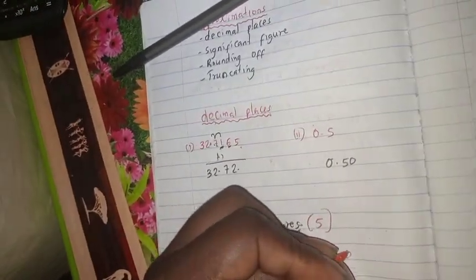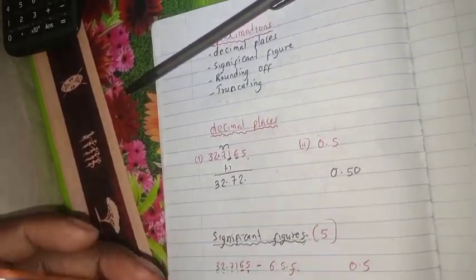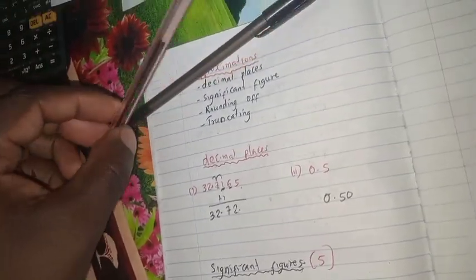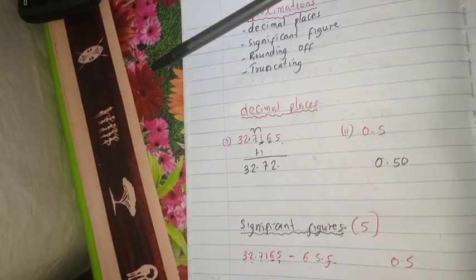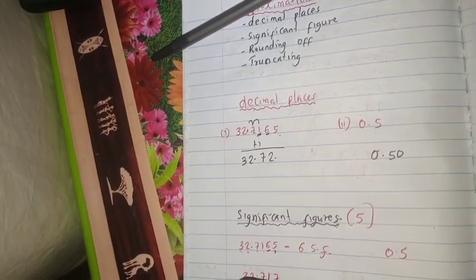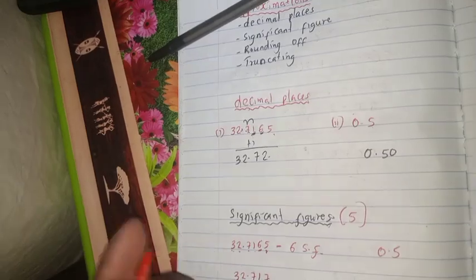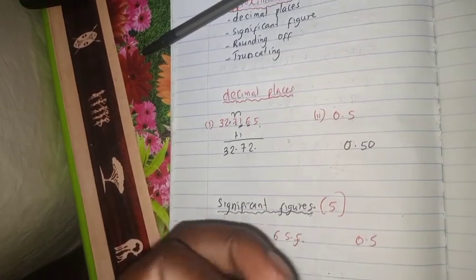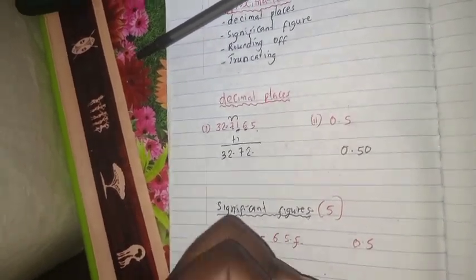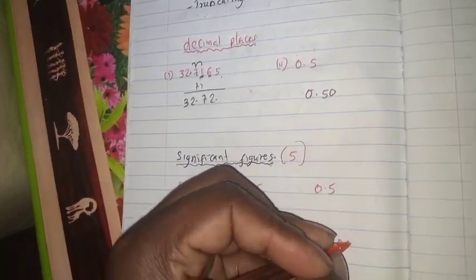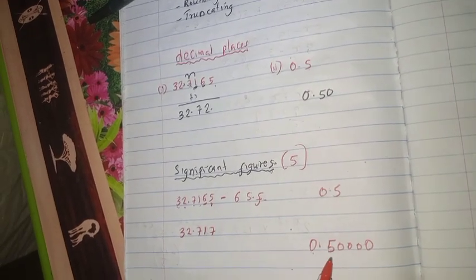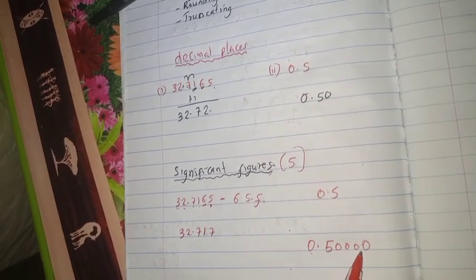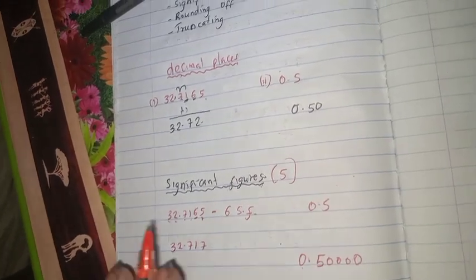In the other case where we had 0.5 and we write that number to 5 significant figures, then we are going to have 0. Now 0 is not significant when it is before the decimal point at the beginning. Therefore we're going to start from 5, and then 1, 2, 3, 4, 5, and therefore to 5 significant figures it is going to be 0.50000.